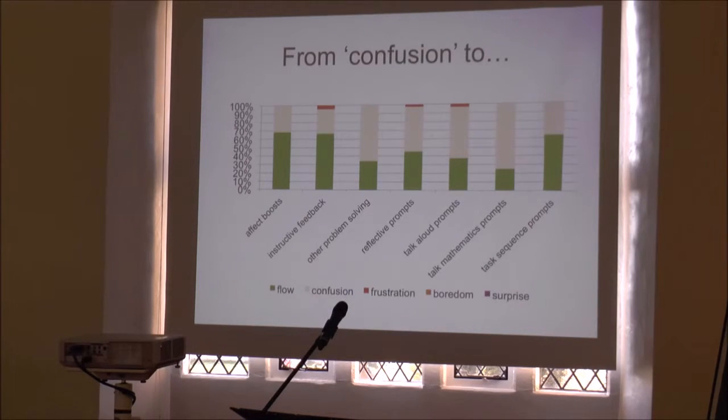Instructive feedback was this type of example that I showed before, where we're really giving a specific kind of instruction about what to do and how you can get out of this confusion. But this other problem-solving support was more of a guidance type of feedback that is a little bit less descriptive and specific. And you can see that there are fewer changes from confusion to flow. Students still stayed in this confused state. So this begins to tell us something about how we can design the system to provide more instructive feedback when it detects that students are in this confused state.